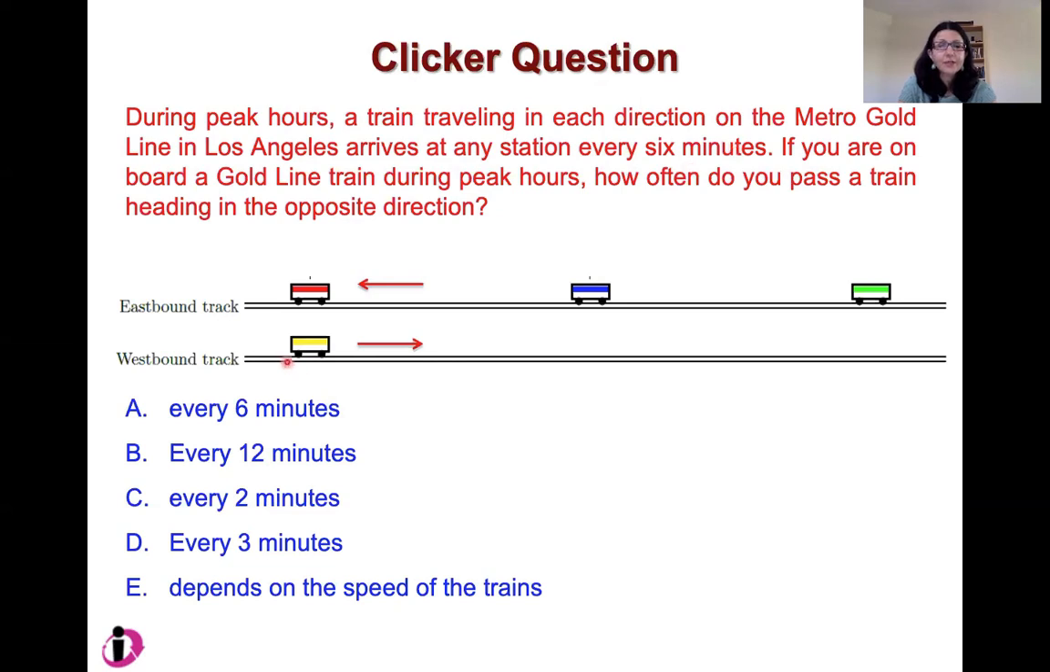So for example, if you're standing on the westbound track, you see the red train. In 6 minutes, you will see the blue train. But now imagine that you are actually on board during peak hours and you're traveling westbound. So you're actually sitting in this yellow train which is traveling. And the question is, how often do you pass a train which is headed in the opposite direction? So think about this.